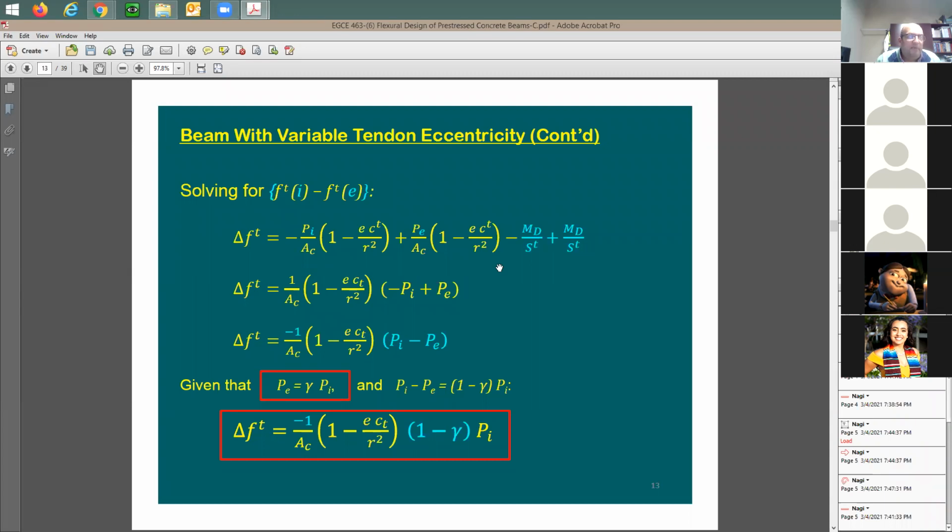At the end, this is going to be equal to PE minus PI. Look at this too. And I know that PE is going to be equal to gamma PI. So I can put the whole thing in terms of PI if I know the amount of losses. So my equation can be just changed for the change in the stress to be like this. Just by subtracting the stress at the initial, right? You subtract, you say minus the stress at the service.